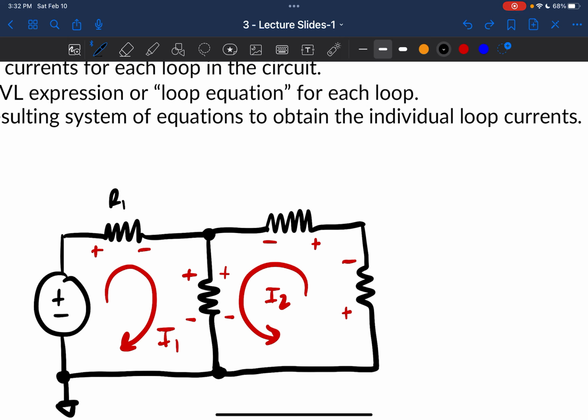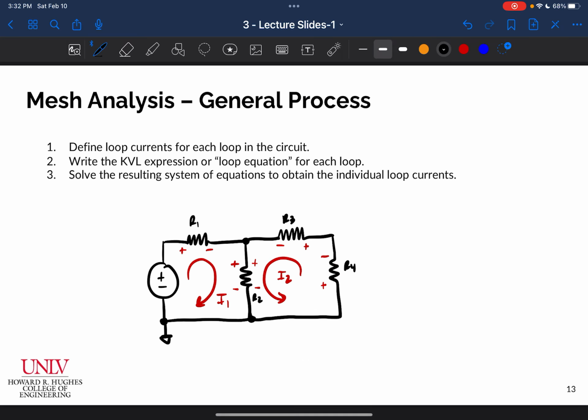but it does get a little bit confusing for some students. So let's go ahead and call this resistor R1. I'm going to call this one R2. This one will be R3, and this will be R4. And so write the KVL expression or the loop equation for each loop. So I'll just go ahead and start with this one. And let's just say that this was called V in. So my voltage across that source is going to be equal to a value V in.